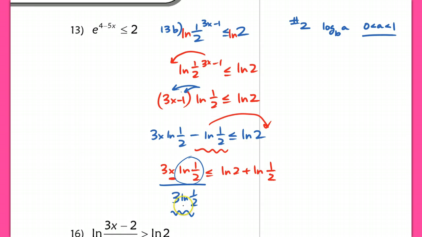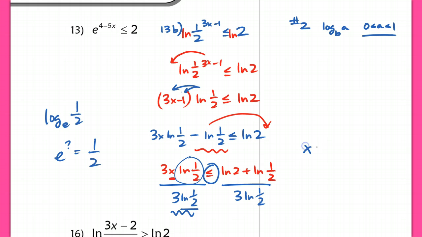But when I look at this, natural log of 1/2, so it's log base e of 1/2, this has to be a negative exponent in order for this to equal 1/2. So that means that when I divide over here by that value, I need to flip this sign. So I have x is greater than or equal to the natural log of 2 plus the natural log of 1/2 divided by the 3 times the natural log of 1/2.